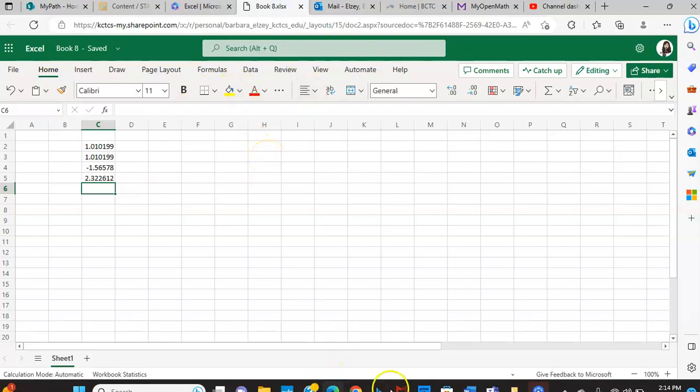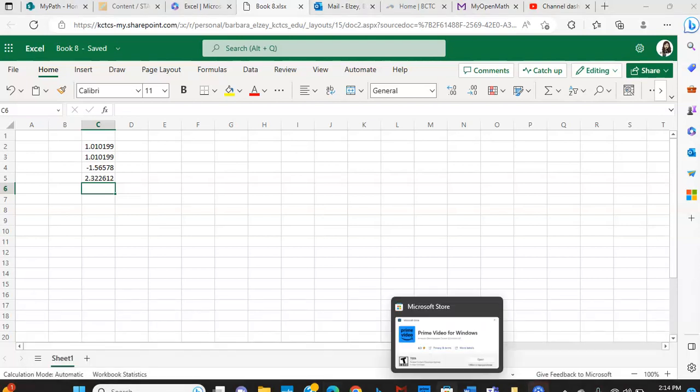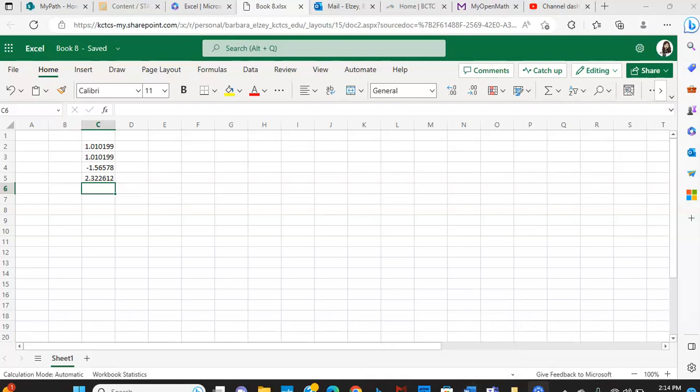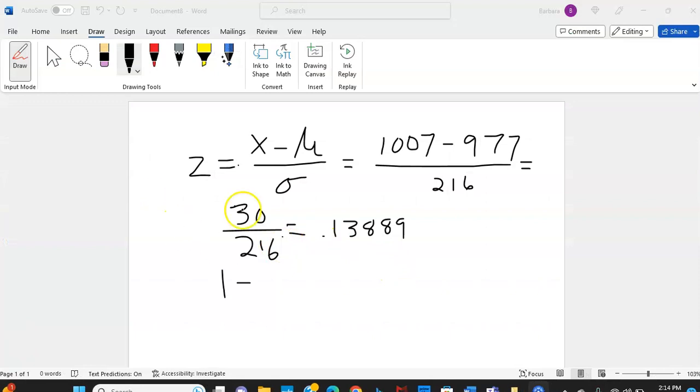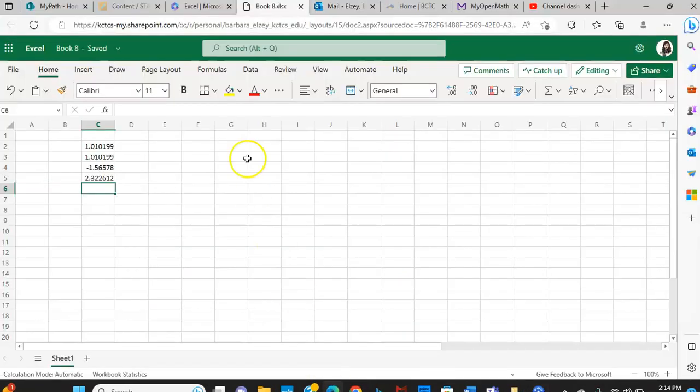And gosh darn it, I forgot to write the value down before we popped over here. So let me go back again. Where are you hiding? Too many windows. Okay, so it was 0.13889. So let me go back over to Excel again.